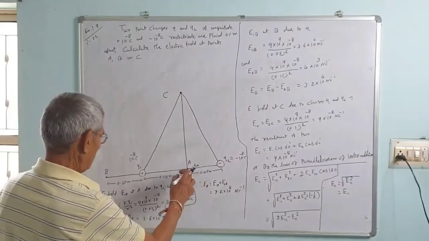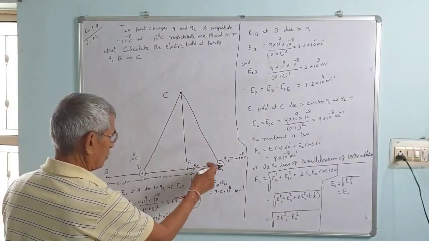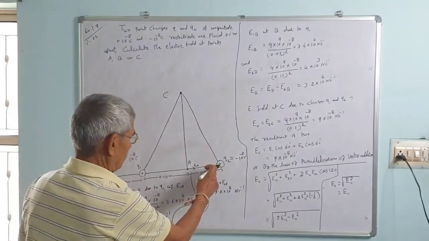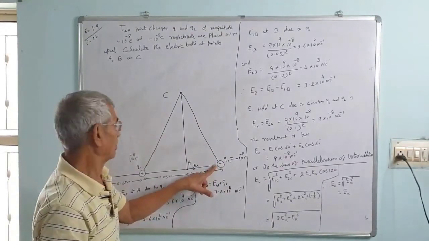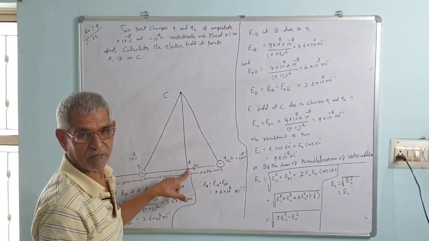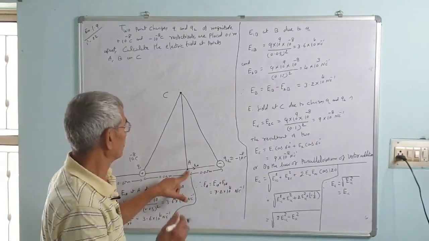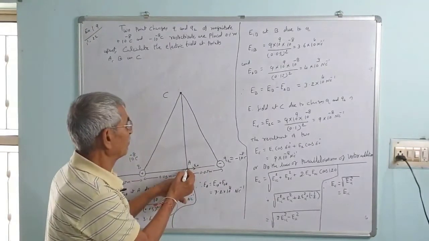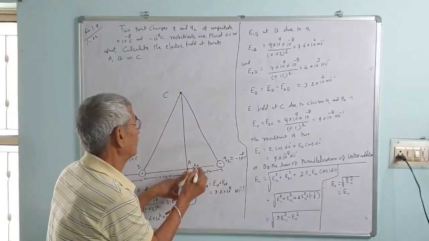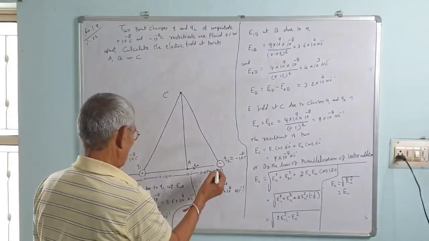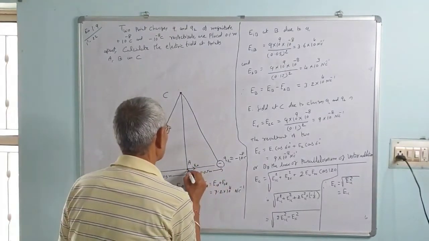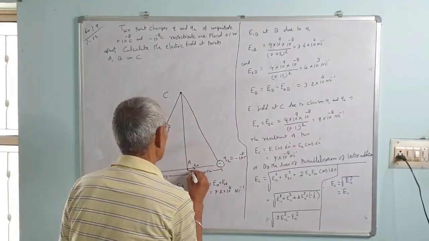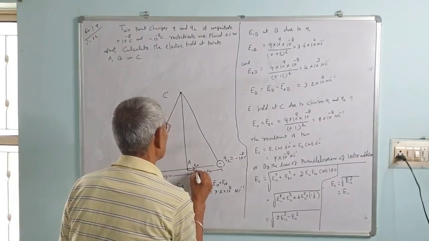Now, the electric field at A due to the charge minus Q. This is minus Q, remember, and the electric field is measured by a unit positive charge. So a unit positive charge placed at A will be attracted. So the electric field due to Q2 will also be toward the right, the same direction, E2A.